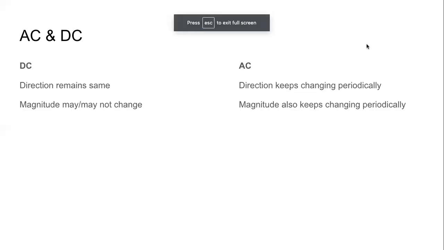This is how we have defined the two types of current. One is direct current, in which the direction always remains the same, and direct current is produced when we use a battery, however small, however big. It is possible that the magnitude changes, sometimes more, sometimes less, sometimes the same, but that is DC. AC is when both the direction and magnitude change periodically.